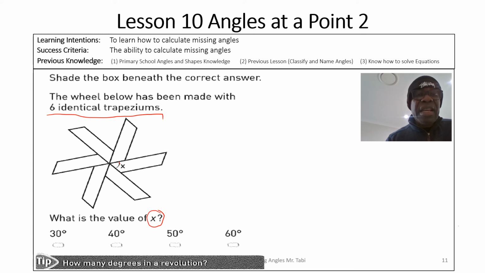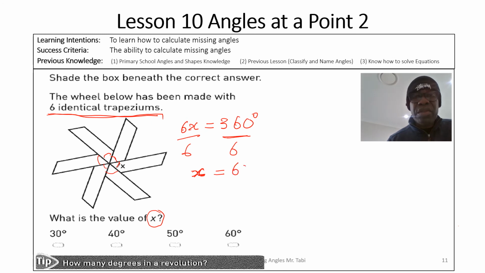Well, there's 1 x here. That will be the second, the third, the fourth, the fifth, and the sixth. Because it's made up of 6 identical trapezia, all the 6 angles will be the same. So you've got 6x being equal to, and they make 1 revolution, so 360 degrees. So just divide by 6 and divide by 6 because the inverse of multiplication is division. And by doing that, 6 divided by 6 will give you 1. 1x is still x. In algebra, we know that 1x is just simply x. And 360 divided by 6 is what? 60 degrees. So the correct answer is 60 degrees.